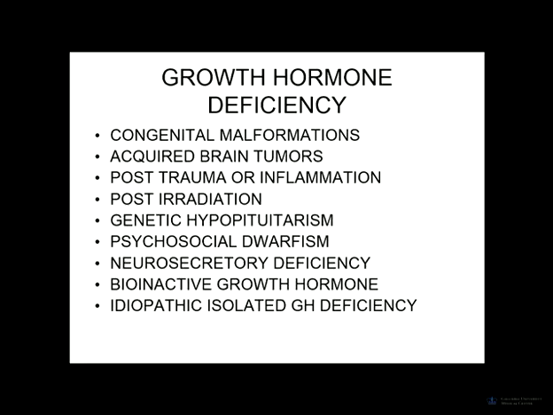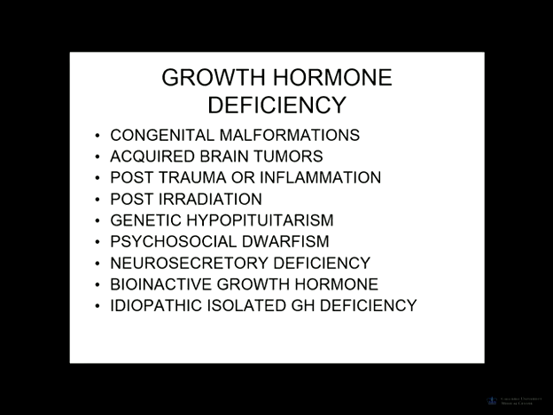Okay, the causes of growth hormone deficiency can be anatomic. They can be congenital malformations. Any midline defect of the brain, again considering the anatomy, can result in growth hormone undersecretion. Absence of the corpus callosum, absence of the septum pellucidum, any midline holoprosencephaly. A lot of these kids with midline congenital malformations of the brain will have growth hormone deficiency. Acquired brain tumors, post-trauma or inflammation, post-irradiation. There are genetic forms of hypopituitarism. And psychosocial dwarfism, which I mentioned earlier, also can cause growth hormone deficiency.